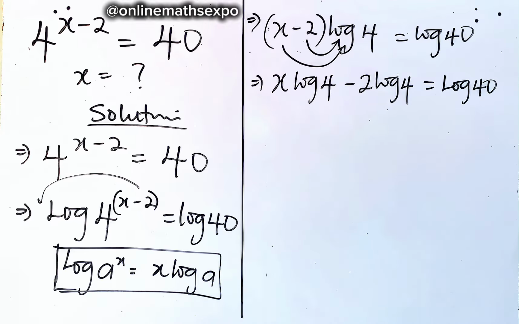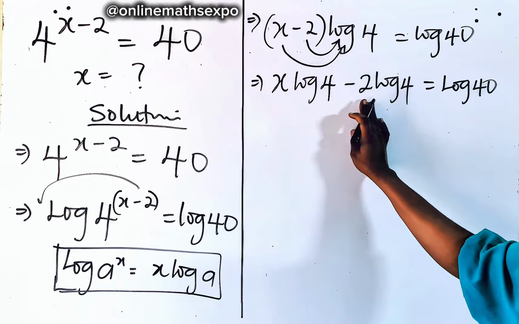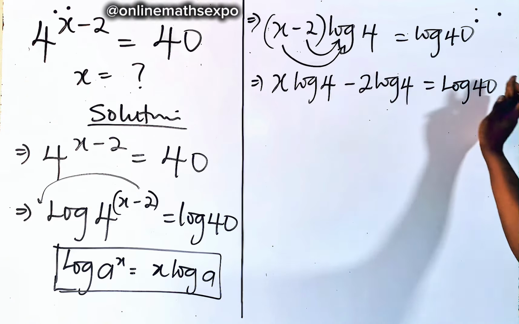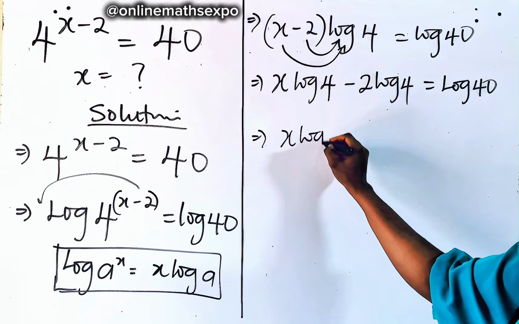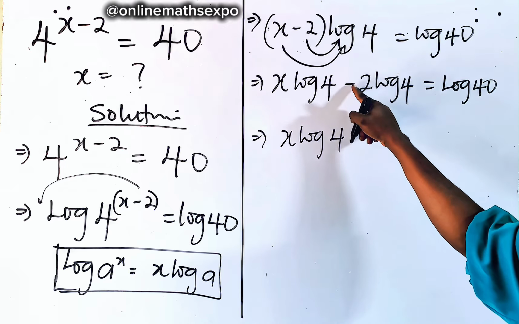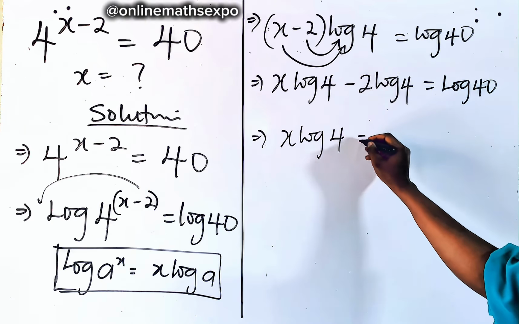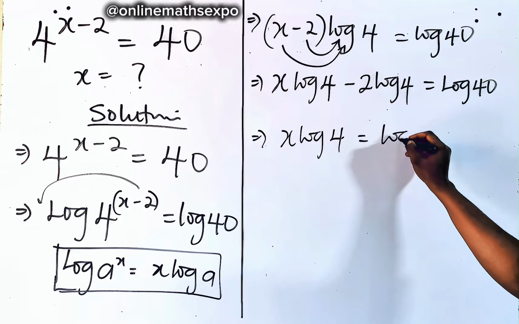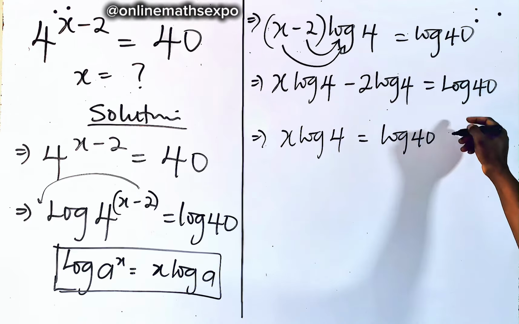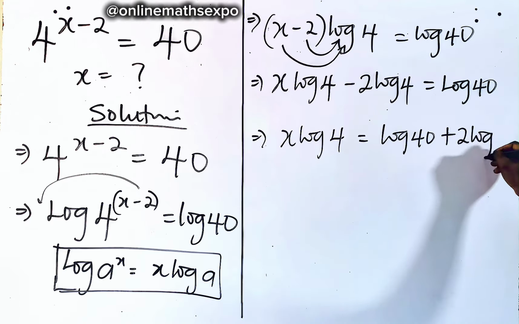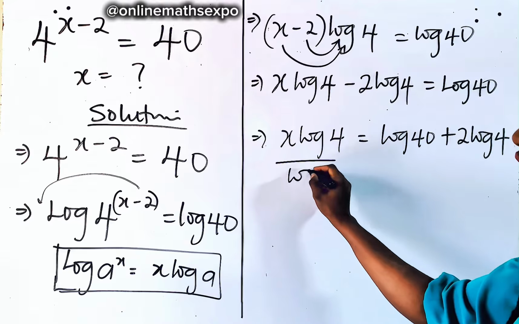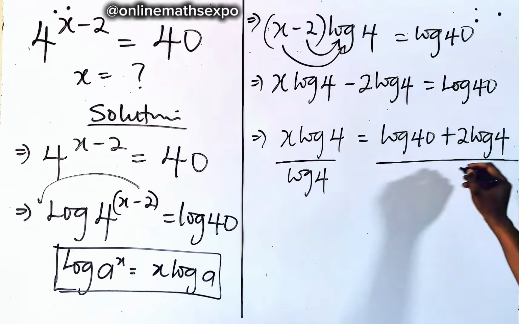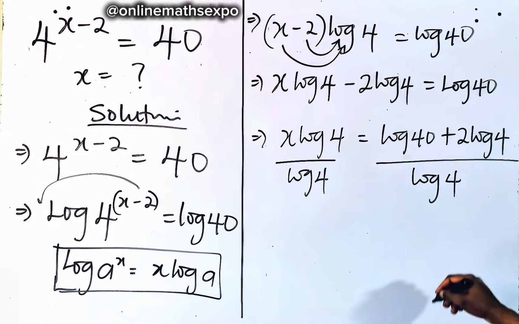So what do we do next? Our target is x, so we need to remove this. To do that, you add to both sides. So we are going to do x log 4. This is negative, so you add to both sides. It's going to give you log of 40, and this becomes plus 2 log 4. And what do you do next? To get x, clear by dividing by log of 4, and you do it to both sides. So this is what we have.